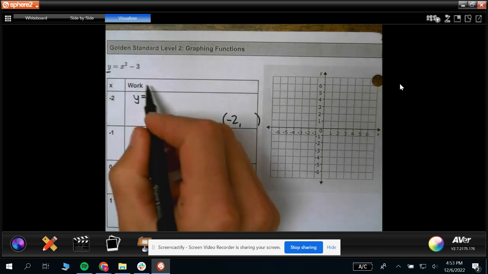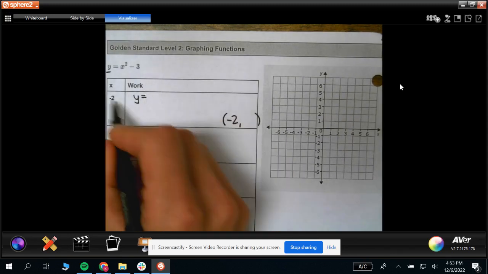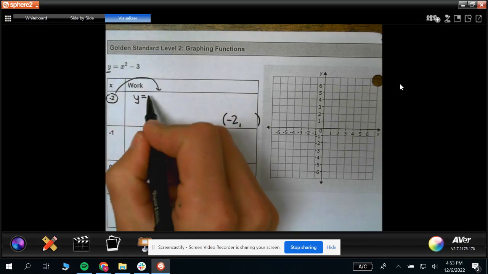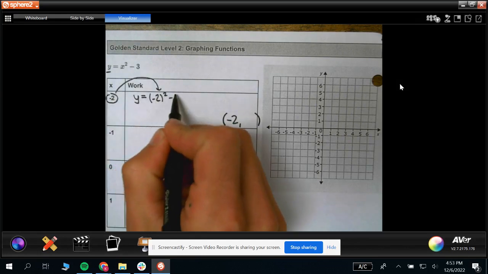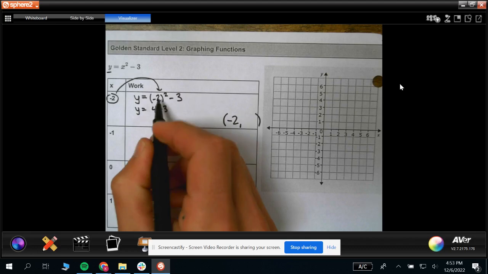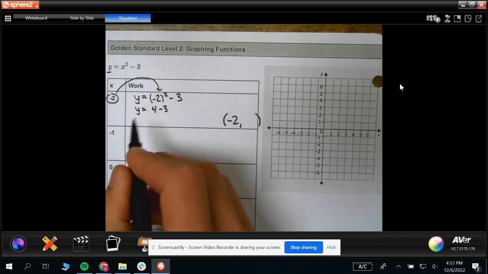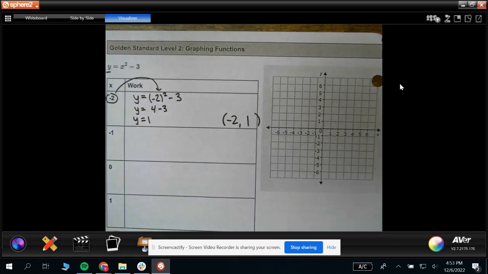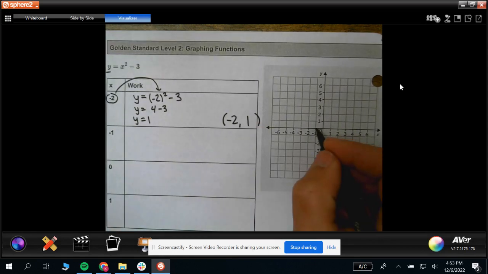So we know y equals x squared minus 3. So instead of x, I'm going to take this value and replace it. So -2 squared minus 3. What is -2 squared? -2 times -2 is positive 4. Negative squared just means to multiply it by itself. 4 minus 3 is 1. So my first point is at -2, comma 1. X is -2, y is 1.